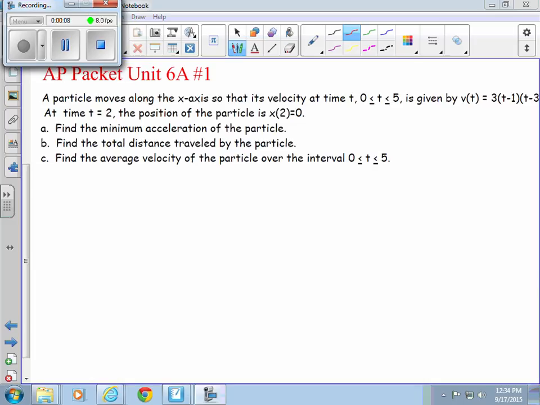At time t equals 2, the position of the particle is 0. Find the minimum acceleration of the particle. To find the minimum acceleration, what must I first find? The acceleration. I don't even have acceleration to talk about a minimum, right? So acceleration is, what is that?